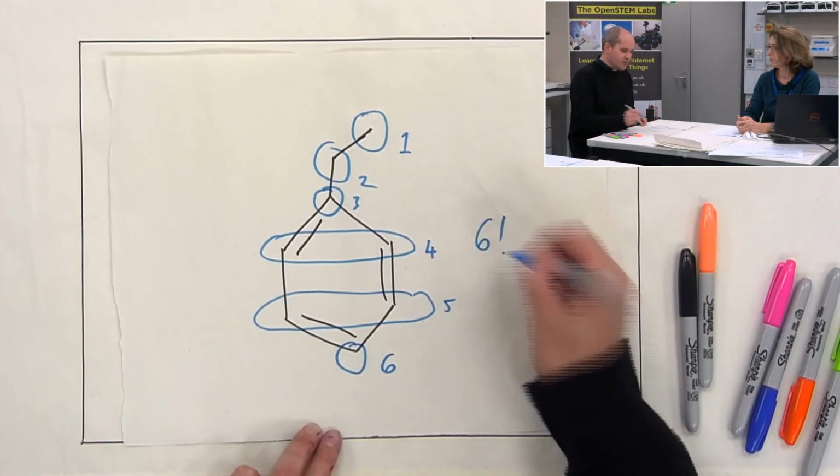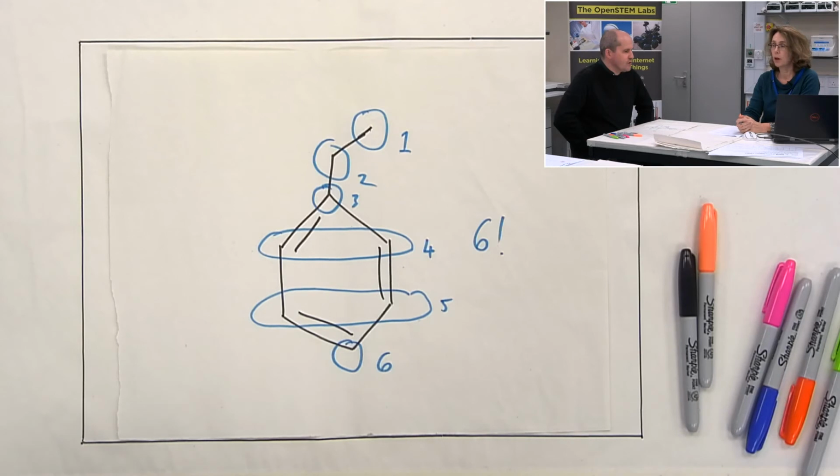So those of you who got 6 were right, which is excellent. Okay, so the majority of you. Shall we have a look? So what we're going to do now is have a look at the carbon-13 NMR spectrum.